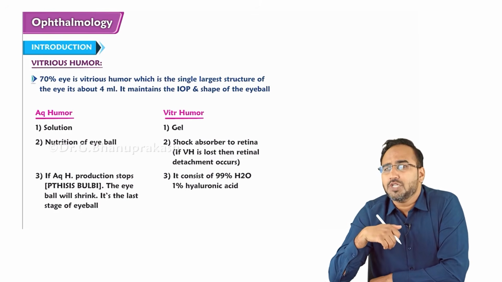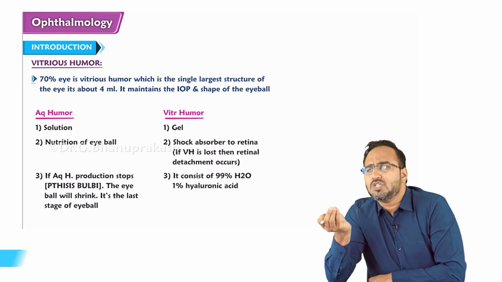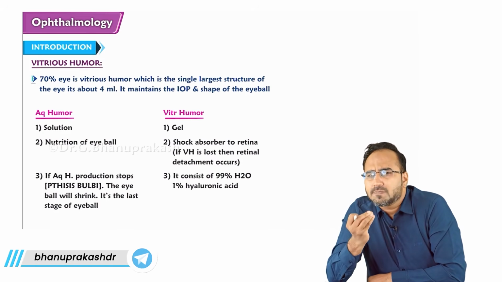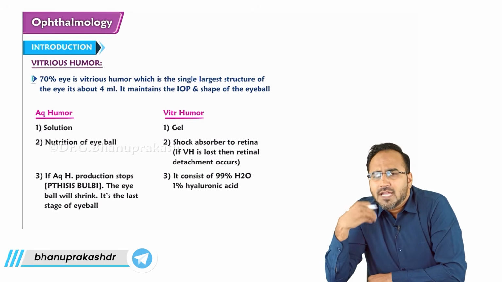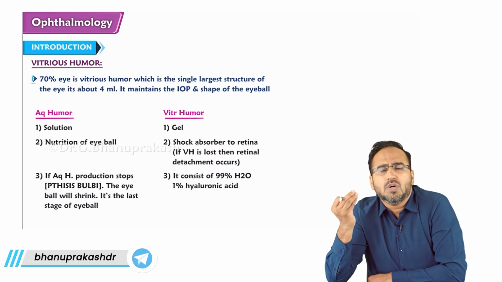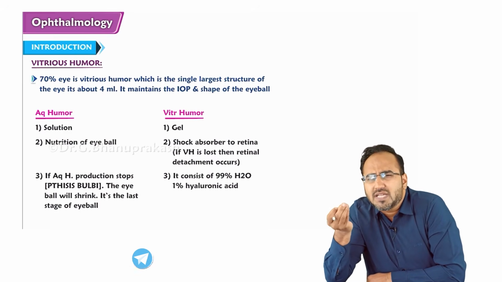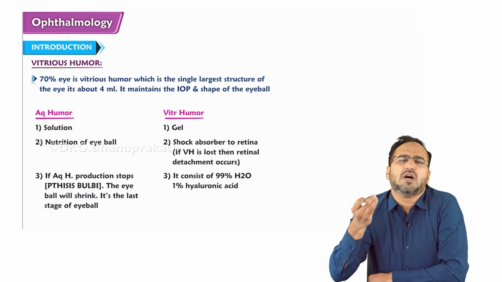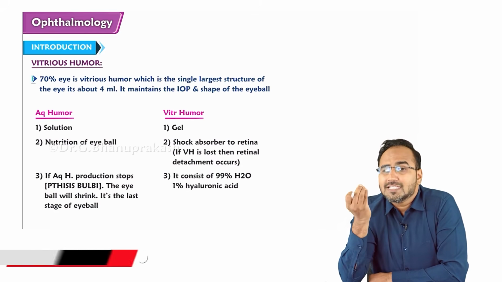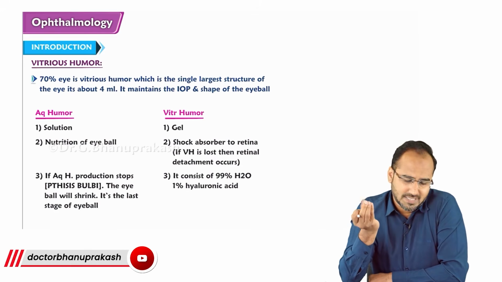Where does this vitreous humor form from? Vitreous humor is formed from pars plana. Is it formed daily at a rate of 2.5? No. Aqueous humor is formed at the rate of 2.5 microliters per minute. But vitreous humor is formed by pars plana only once. It is a gel-like solution, right?